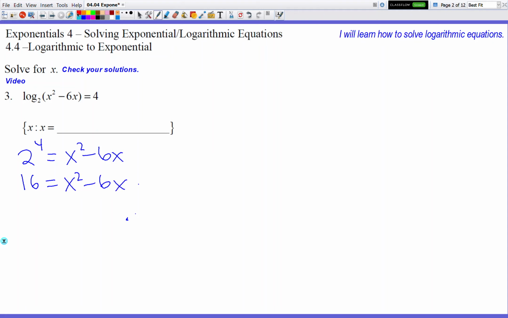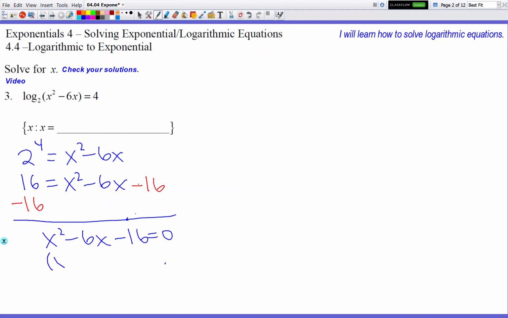Okay, and since we're solving a quadratic, we want to keep x squared positive at all costs. We want to get everybody on one side equal to 0 on the other side. So we're going to subtract 16 on both sides, and when that happens, we get x squared minus 6x minus 16 equals 0. So we're going to try to see if we can factor it. Are there two numbers that multiply to make negative 16 and add to make negative 6? I believe there are two numbers that do that. It's going to be negative 8 and positive 2.